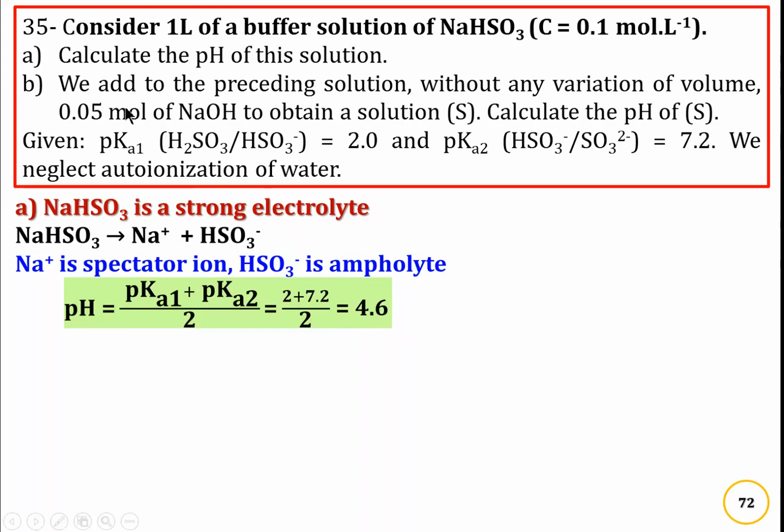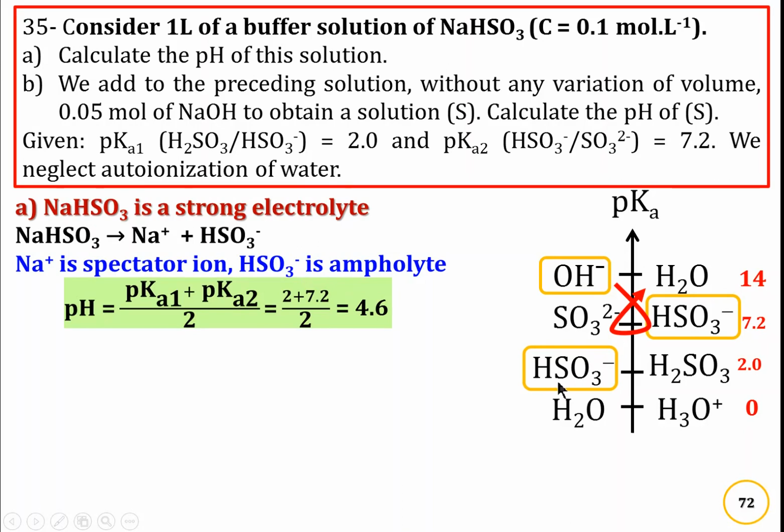4.6. Now we add to the preceding solution, without variation of volume, 0.05 mole of the strong base NaOH. So we obtain a solution S. Calculate the pH of the solution S.